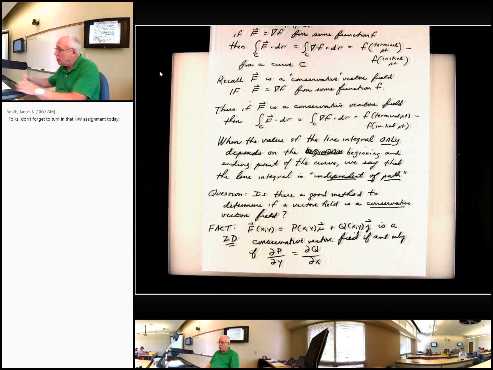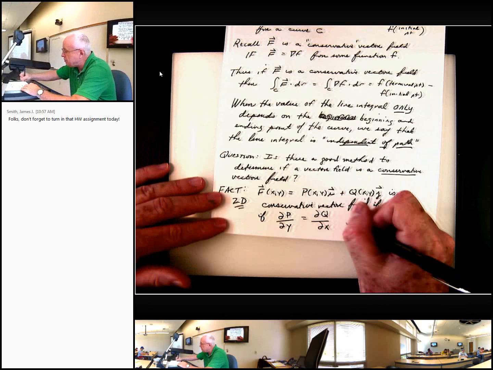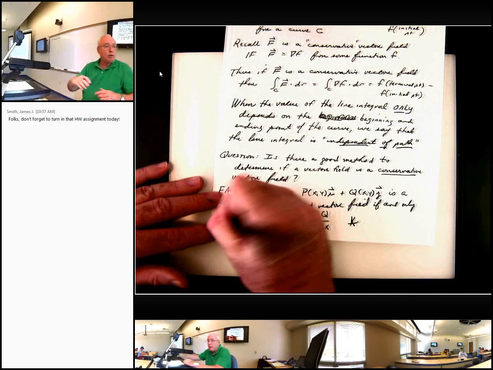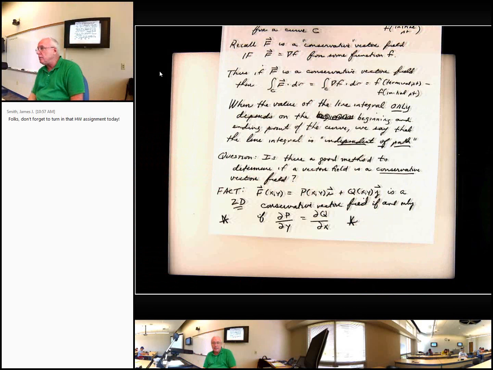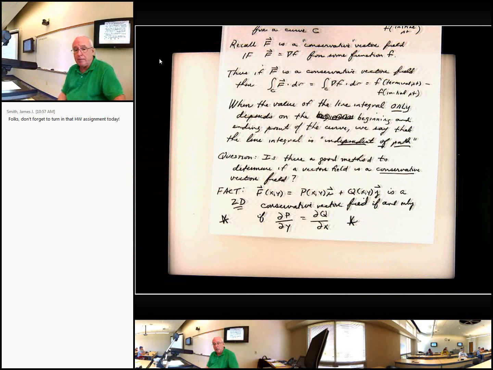All right? So this is something you guys should remember. And remember, for the last test and for the final, you can use a front and back cheat sheet. So I'm trying to mark things with asterisks here as we go along. That would probably be a good idea for you to include on that sheet. Okay, so we're going to just go through a couple of examples here of determining whether a given vector field is conservative or not.